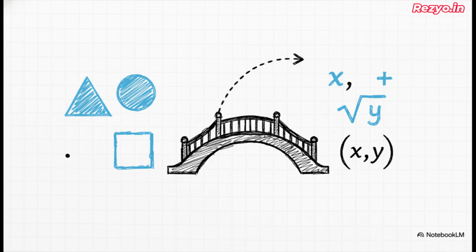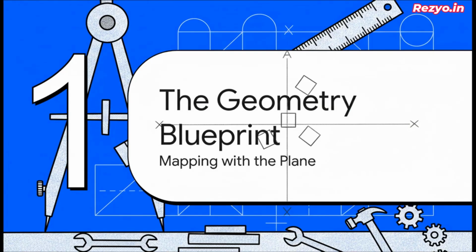What do we do? We give every single point an address. That's it. This one little trick builds a massive bridge between the artsy, visual world of geometry and the super logical world of algebra.